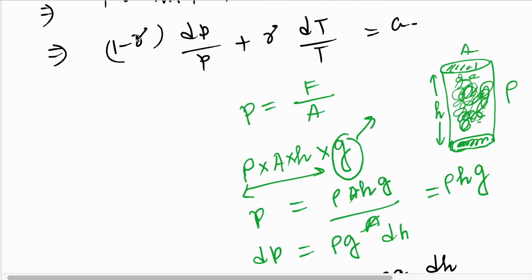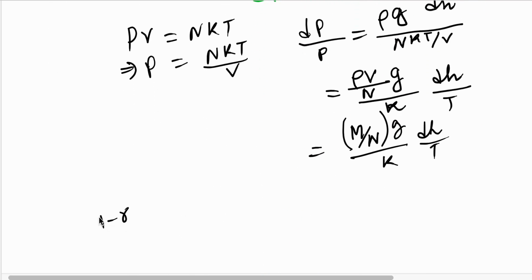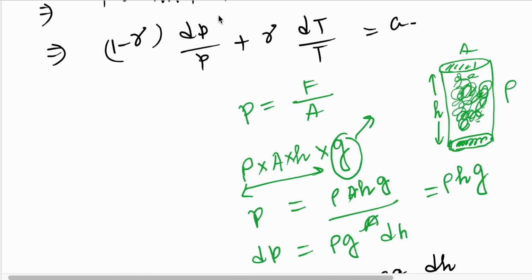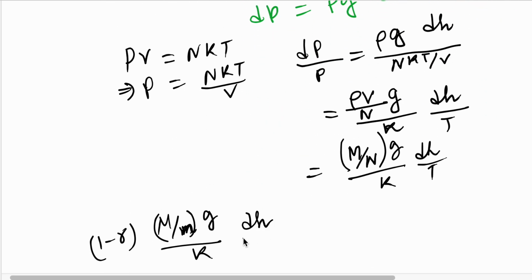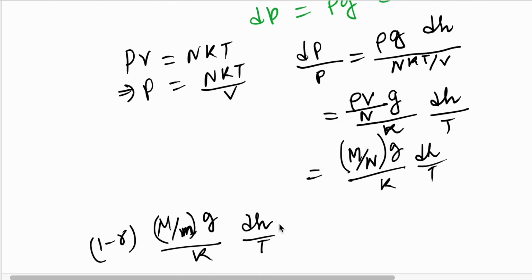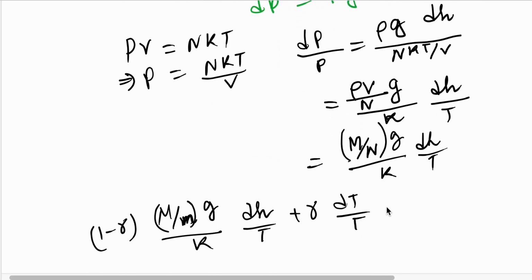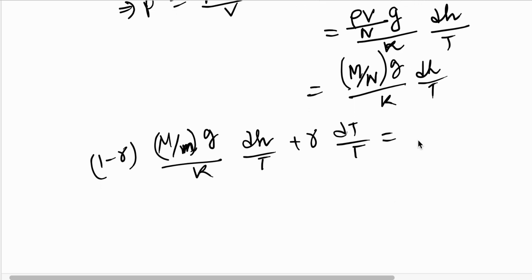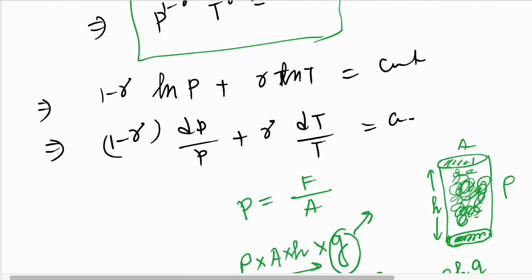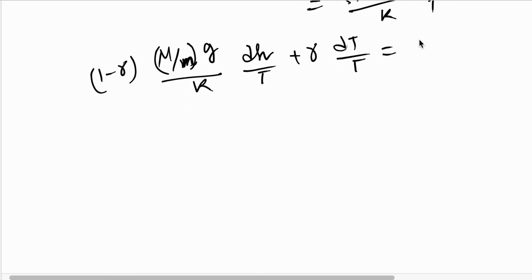So if I put dP by P here, 1 minus gamma, m by n, g by k, dH by T, plus gamma dT by T is equal to a constant. It is actually 0, not a constant. Here it is constant, but when I differentiate, it becomes 0.